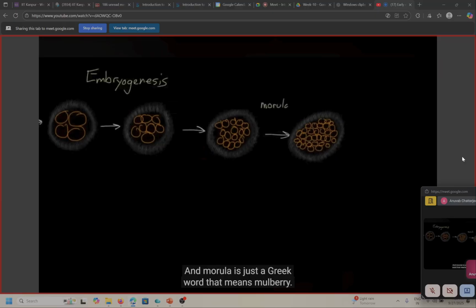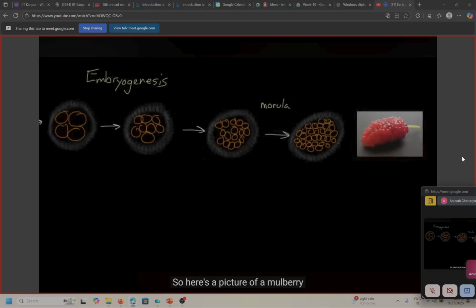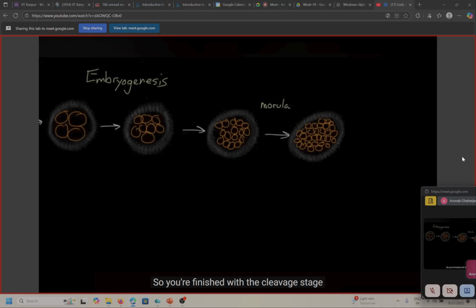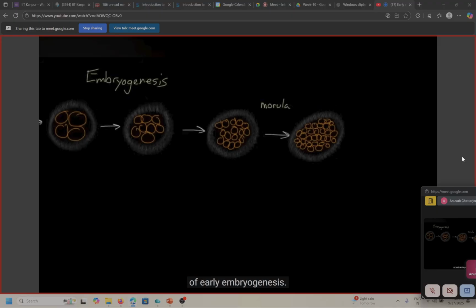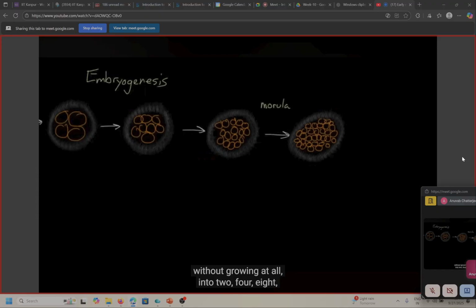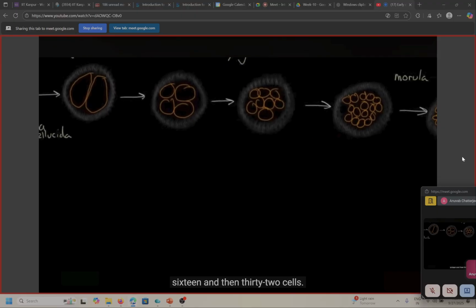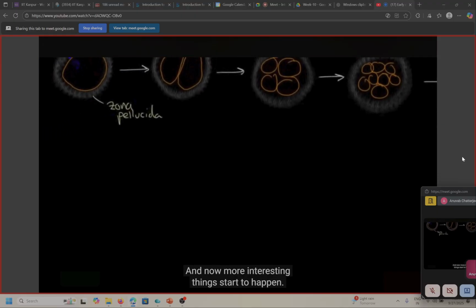And morula is just a Greek word that means mulberry, and you actually do look a little bit like a mulberry. So here's a picture of a mulberry from my front yard to prove it. This one's not quite ripe. So you're finished with the cleavage stage of early embryogenesis. You've gone from 1 cell and just divided without growing at all into 2, 4, 8, 16, and then 32 cells. And now more interesting things start to happen.